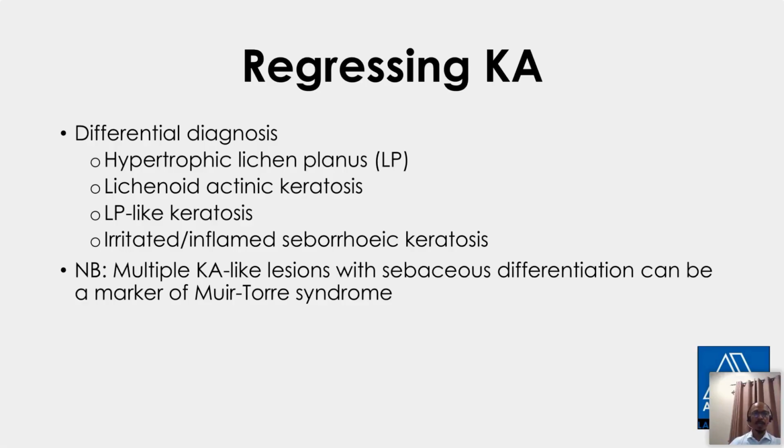And I think one important thing to keep in mind is that multiple keratoacanthoma-like lesions with sebaceous differentiation can be a marker of underlying Muir-Torre syndrome. So if you get a report, or if you're the pathologist, reporting something that looks like keratoacanthoma, and you've been told that there are multiple of them, just keep this disease in mind.